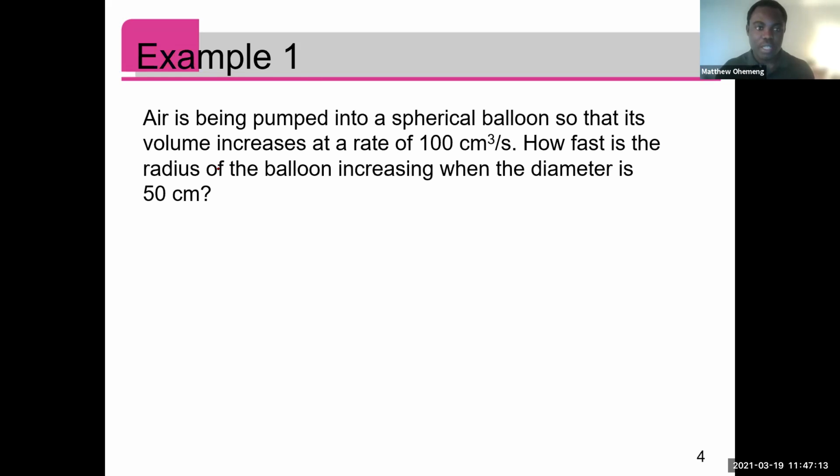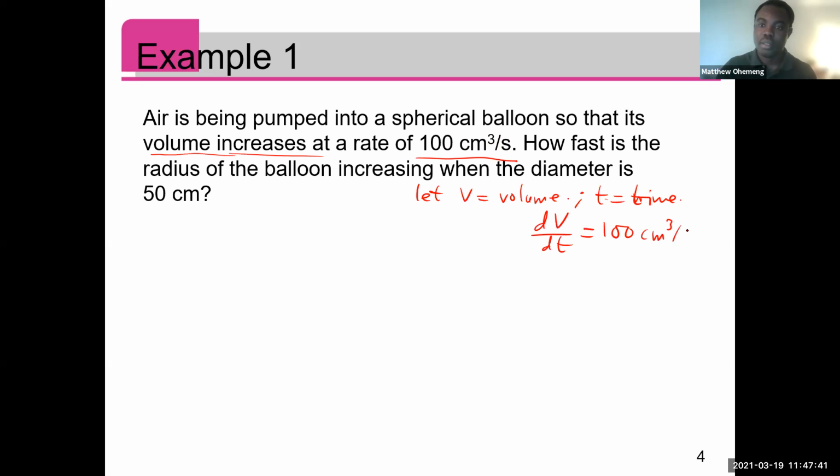Looking at this question, we are told the volume is increasing at a rate of 100 centimeter cube per second. So if we let V equal the volume, and this volume is increasing with respect to time, and we let T be equal to time, then that means that 100 centimeter cube per second is just dV over dt. Right? So that's the information we get from there.